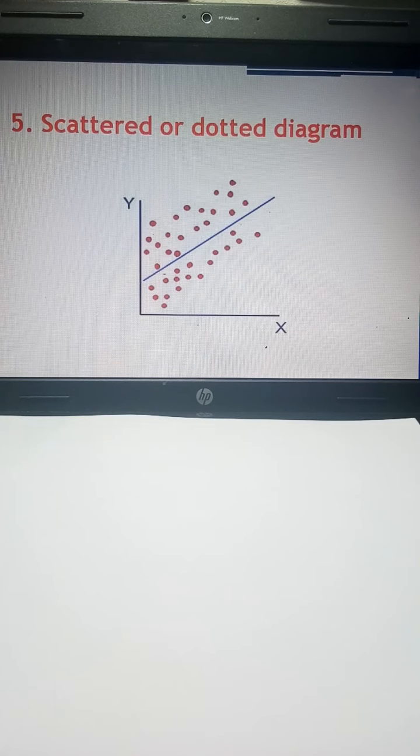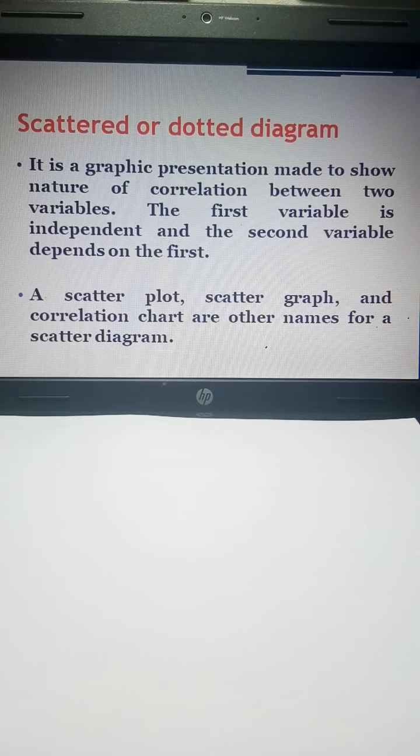Okay, let us move toward the next method. Next is the scatter or dotted diagram. The scatter or dotted diagram is used to show the nature of correlation between two variables. The first variable is the independent variable, and the second variable depends upon the first one. There are other names for the dotted diagram, like scatter plot, scatter graph, and correlation chart.